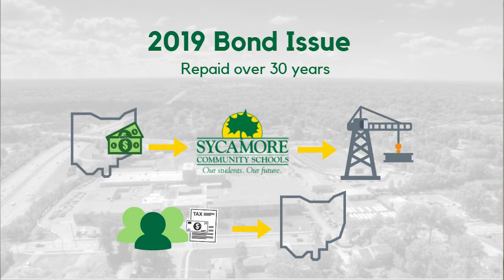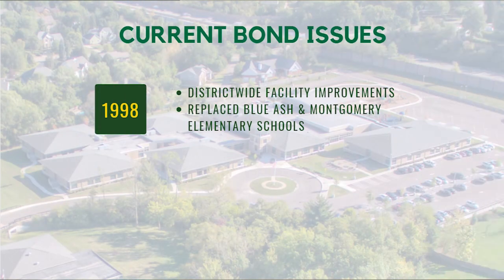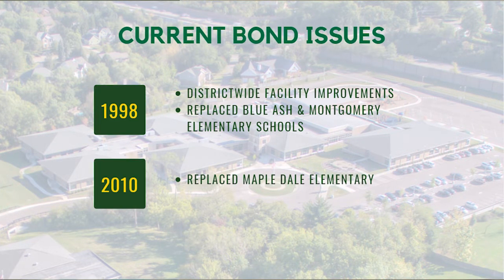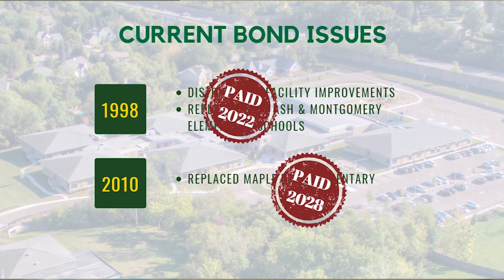The district will levy a property tax to generate funds to make these payments. There are currently 2 bond issues for facilities in place. One, approved in 1998, supported district-wide facility improvements, including the replacement of Blue Ash and Montgomery elementary schools. An issue approved in 2010 was used to replace Mapledale Elementary. These bond issues will be paid off in 2022 and 2028, respectively.